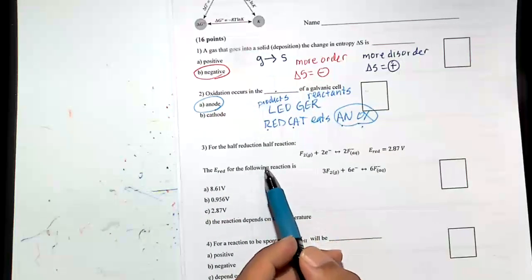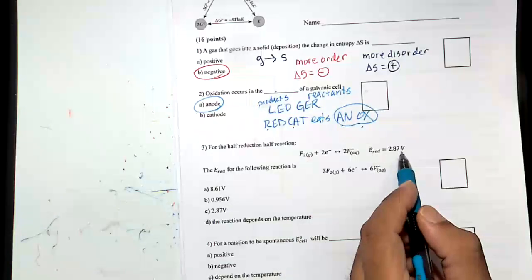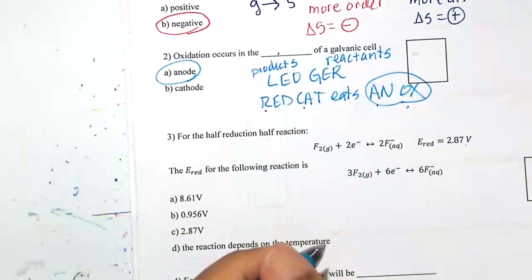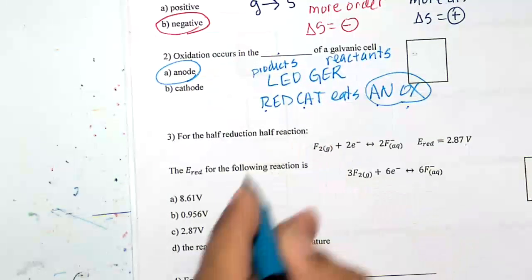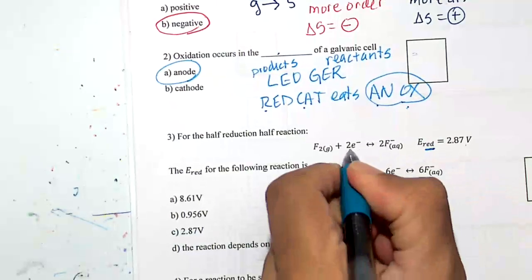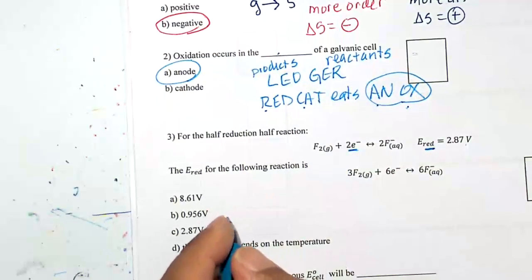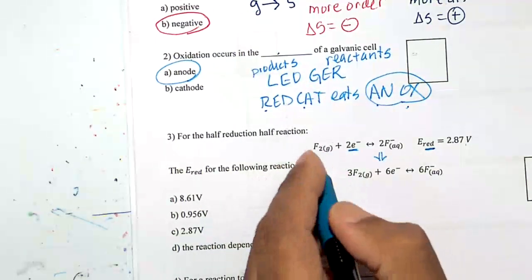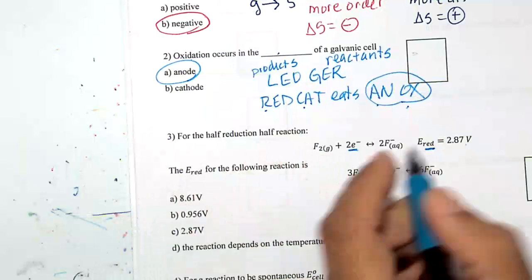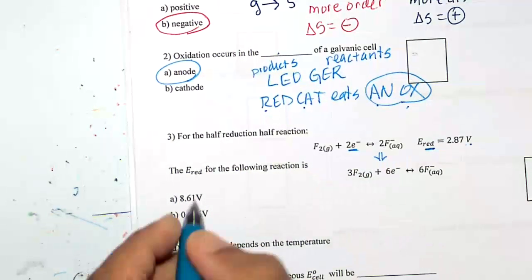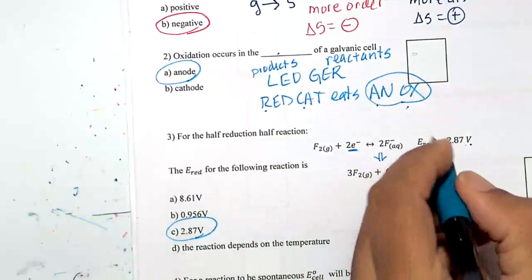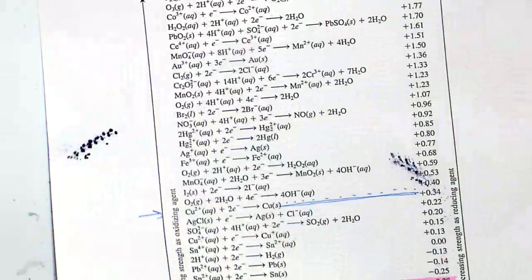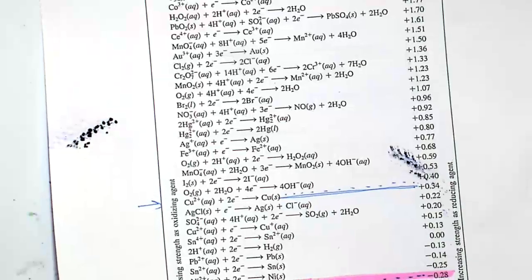For the half-reaction, we have this equals positive 2.87 volts. Is this oxidation or reduction? Reduction, because this has gained 2 electrons. What do they do here? They multiplied by 3. If you multiply it by 3, what will this number be? The same. The numbers in this table that you bring to the exam never change. The only thing that changes is the sign.